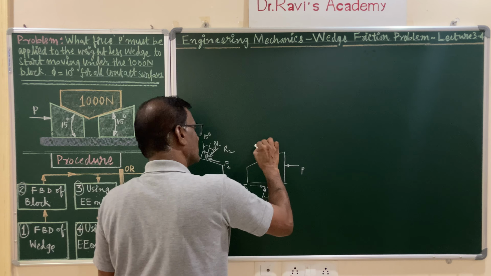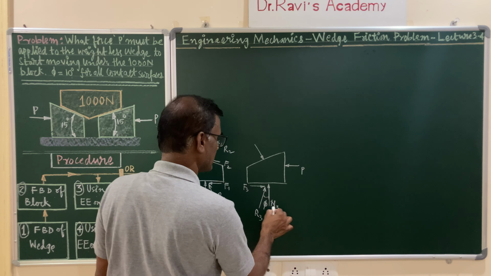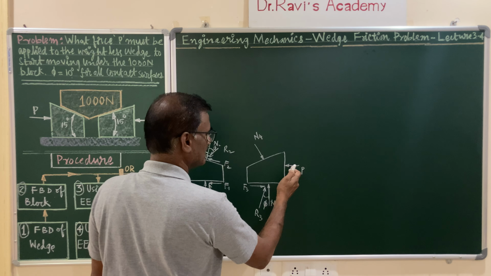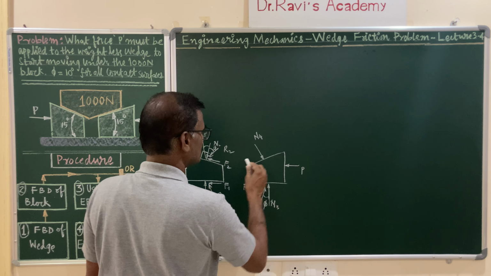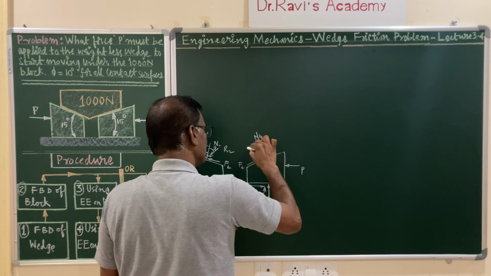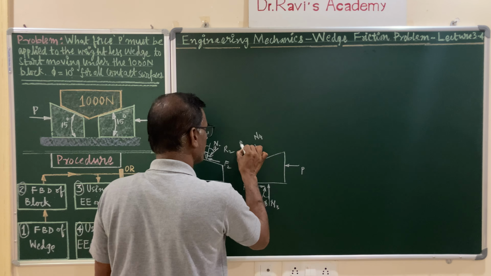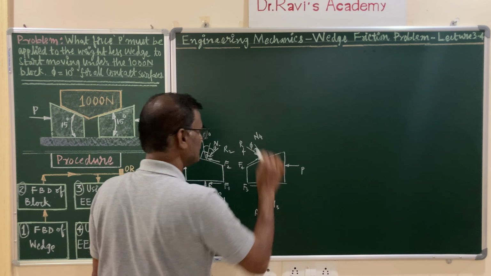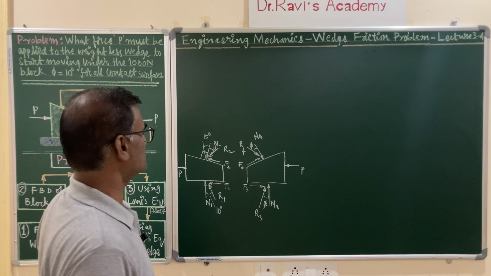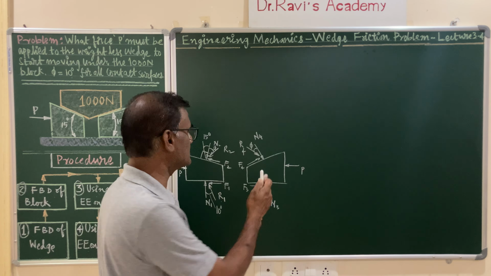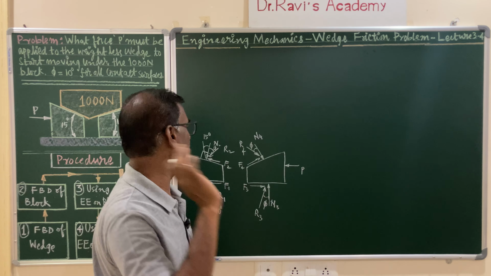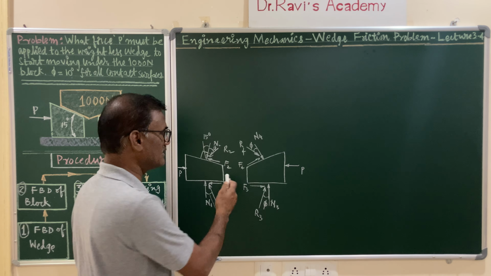And here the normal force, let me call it N3, and this is N4. Here the motion is to the left and the frictional force is to the right. Let me call this F4, and the resultant of these two is R4, at an angle phi. You have drawn the free body diagram of the wedges. I have drawn both the wedges. This is an identical problem, but the free body diagram of one wedge is enough to solve the problem. But to have more clarity, I have drawn both.